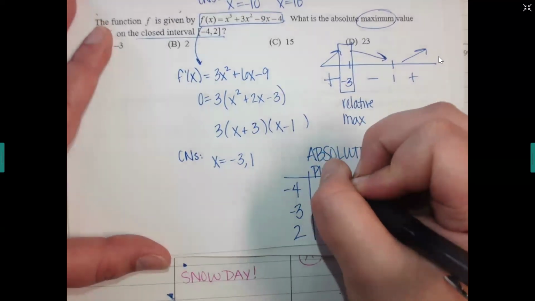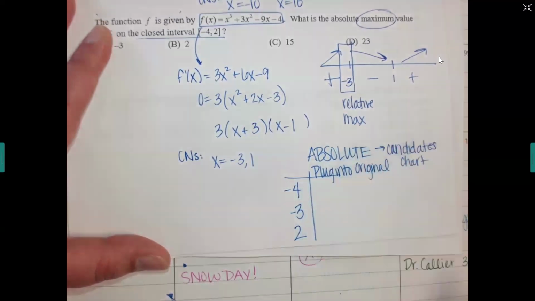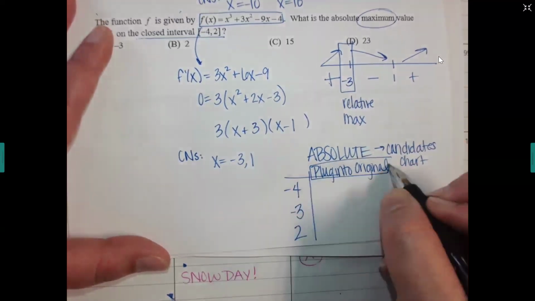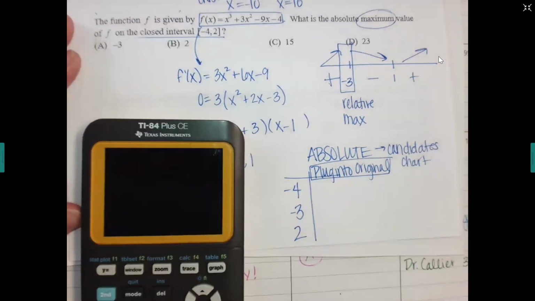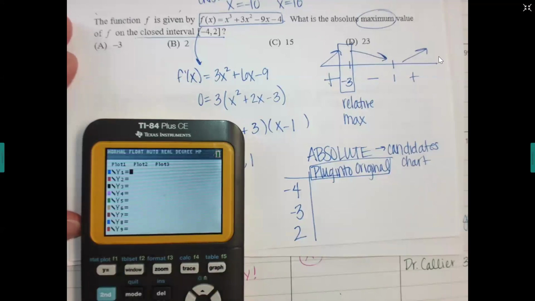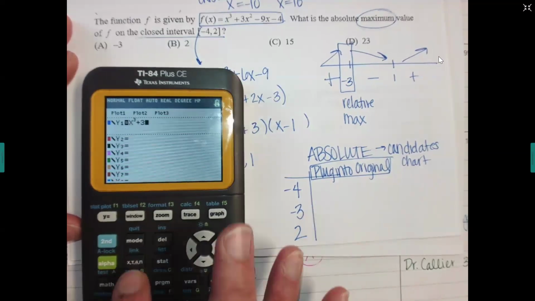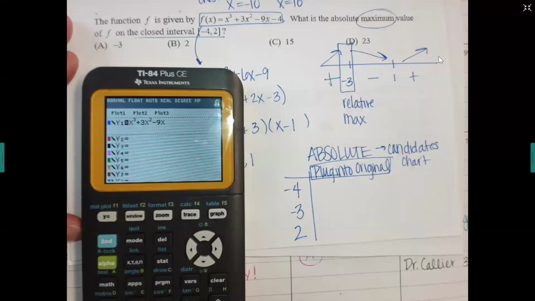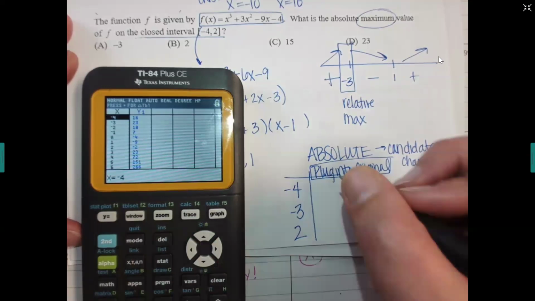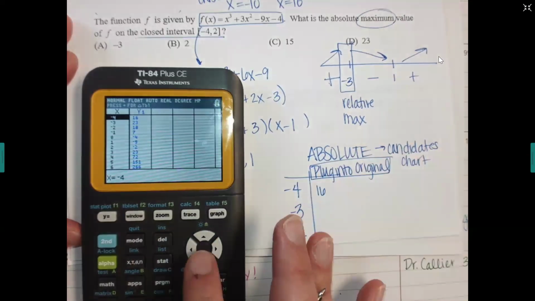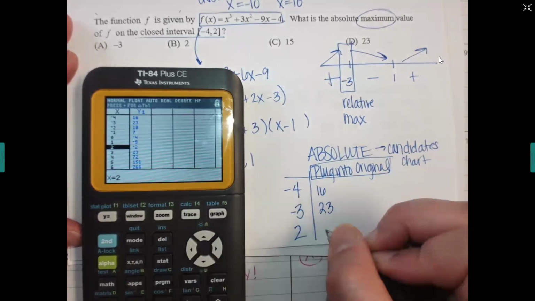Original equation. Plug into the original. So my original equation is x^3 plus 3x squared minus 9x plus 4. Just to make this process short and sweet, I'm going to put it in the calculator. So x^3 plus 3x squared minus 9x minus 4. In my chart, I see that at -4, the y value is 16. At -3, it's 23. And at 2, it's -2.